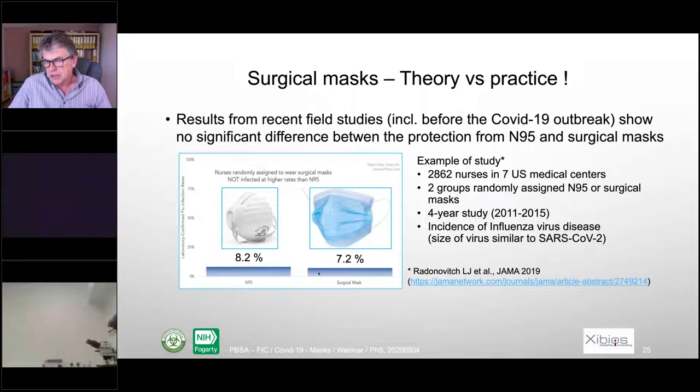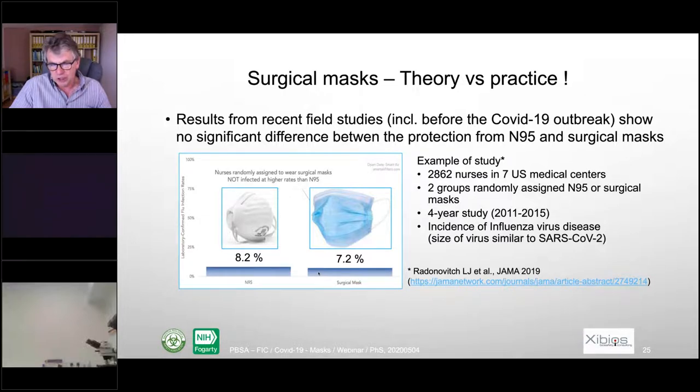It can be extrapolated to SARS because the two viruses have very similar sizes. Anyway, if we look at the graph, we see that only 8.2% of the people wearing an N95 mask were infected by the flu virus, while 7.2% were infected when wearing a surgical mask. So the difference between the two is not so much, and it's certainly not significant from a statistical point of view. So this tends to show that perhaps surgical masks also offer some protection, and it's probably the case. Is it a good protection or not?